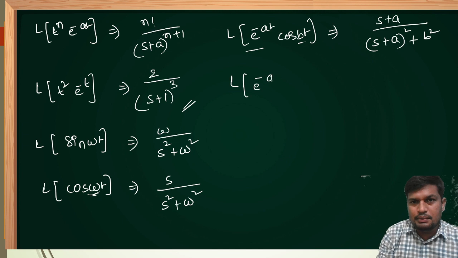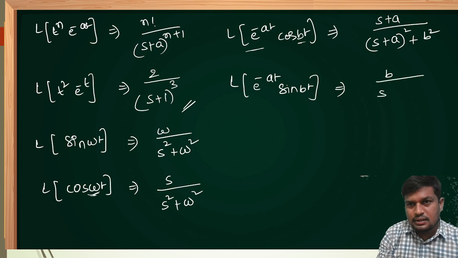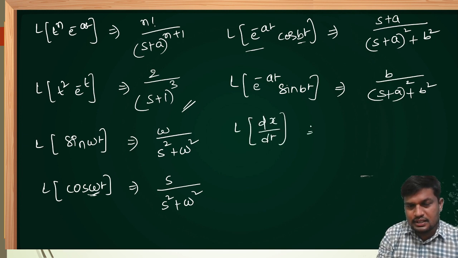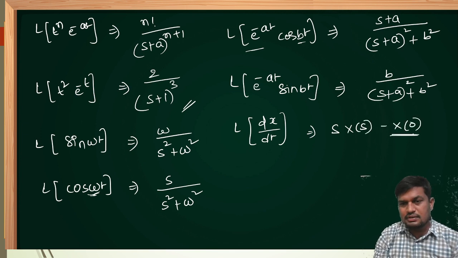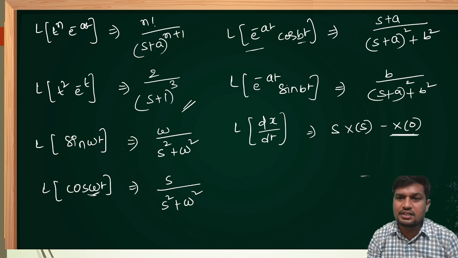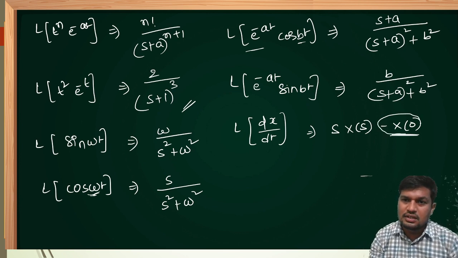Laplace of e power minus at into sin bt, the formula is just b by (s plus a) whole square plus b square. Now, Laplace of dx by dt, the formula is s into X of s minus x of 0. But just now I explained, while defining the transfer function, the initial conditions are 0. Therefore, x dash value will be assumed 0, which is simply s into X of s.